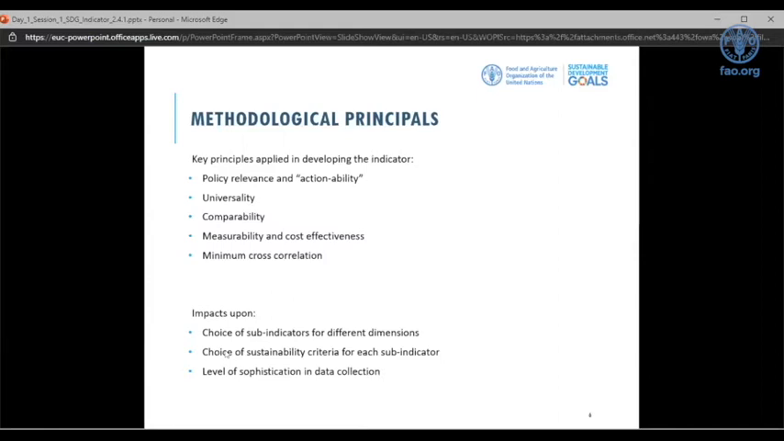For example, is agriculture sustainability declining and why? And what policies need to be implemented to address these issues?